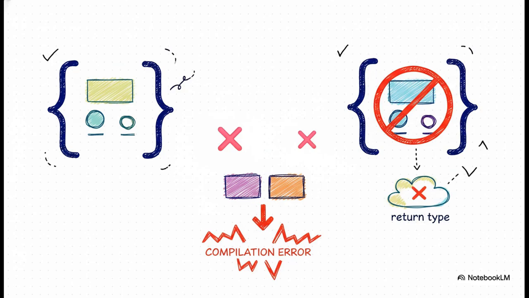Java figures out which method to use based on its signature, and a method's signature is its name plus its parameter list. The return type is not part of the signature. So if you have 2 methods with the same name and the same parameters, Java sees them as identical, and you're going to get a compile error, period.